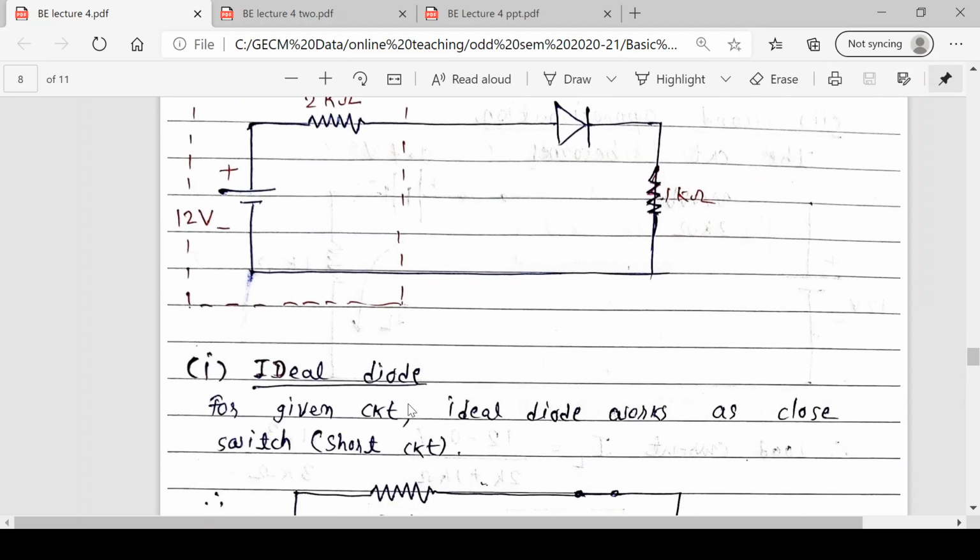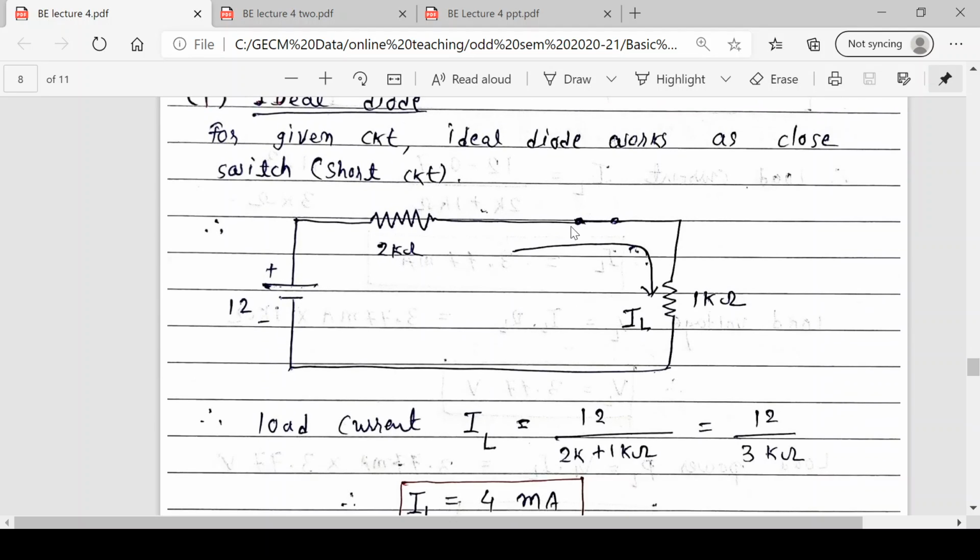Now let's apply the ideal diode. So as you all remember in this particular lecture, what is an ideal diode? If it is forward bias, it is a short circuit. If it is reverse bias, it is an open circuit. So due to this battery polarity, the diode is supposed to be forward bias. So let's replace it by a short circuit. VTH as it is, RTH as it is, load as it is. So they form a closed loop.